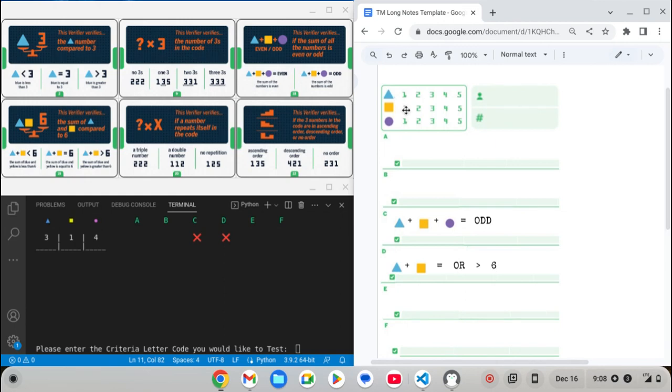And then any sum that's larger than 6, there are many, many examples of that. So I guess the question is, what would force triangle or square to be even? Is there anything that kind of stands out?